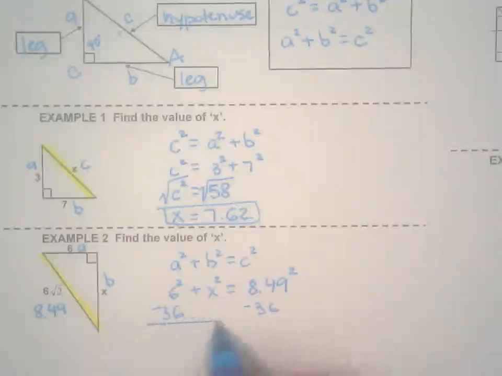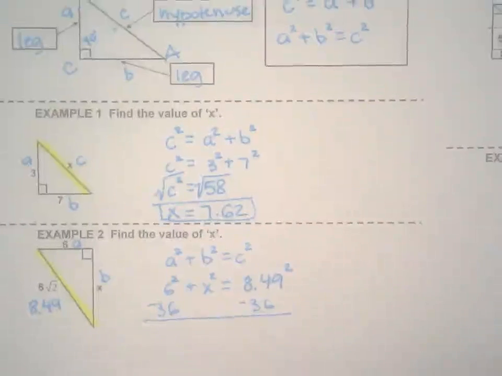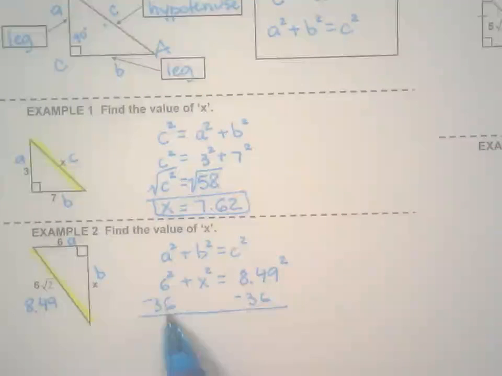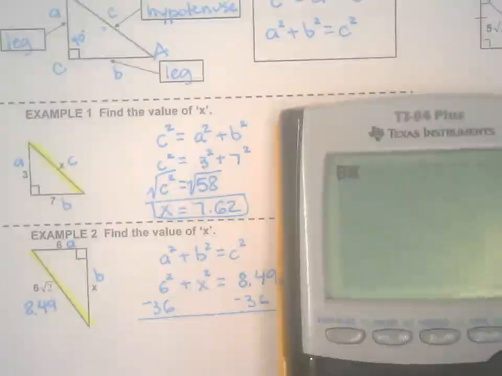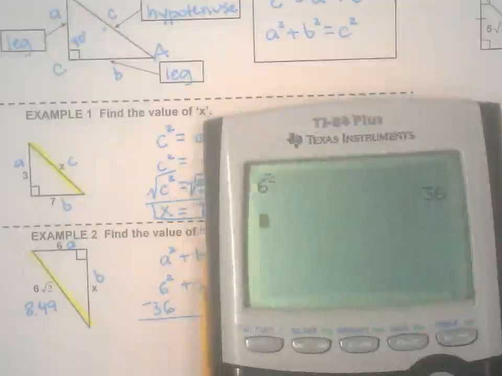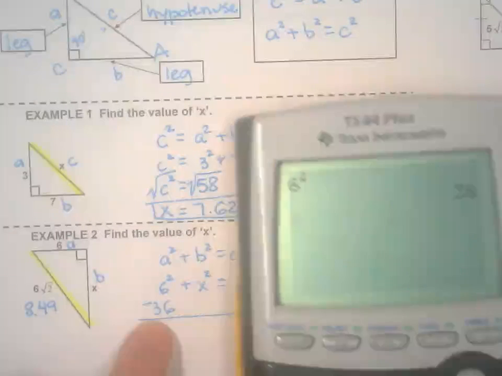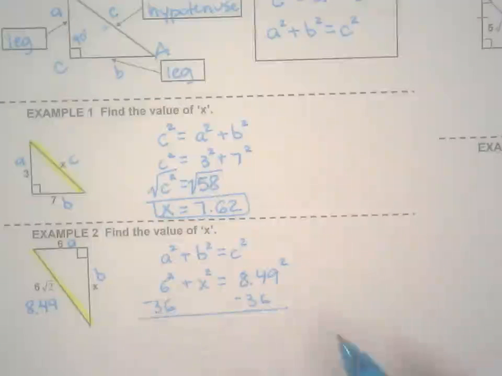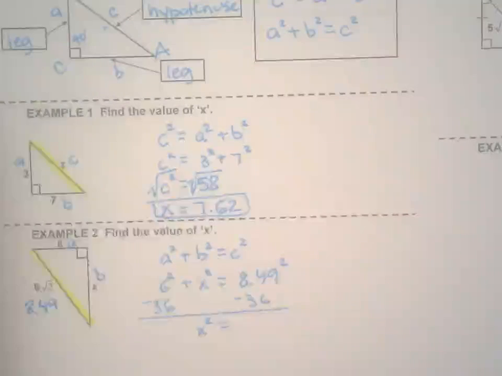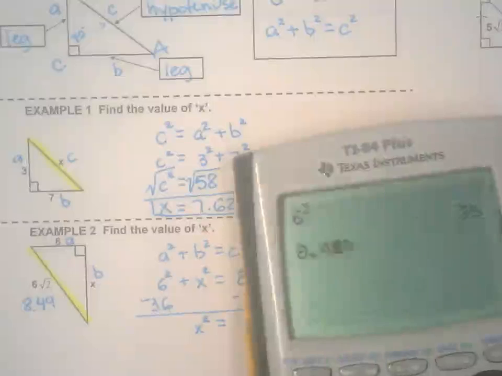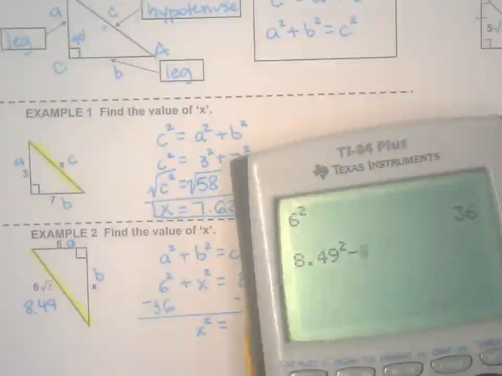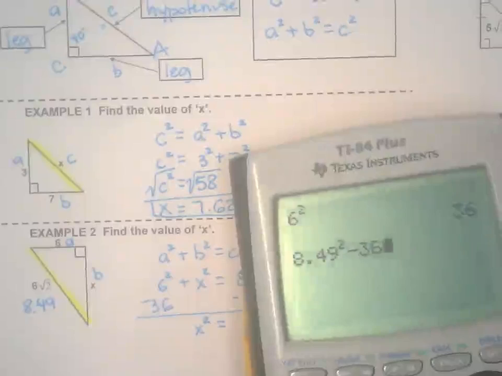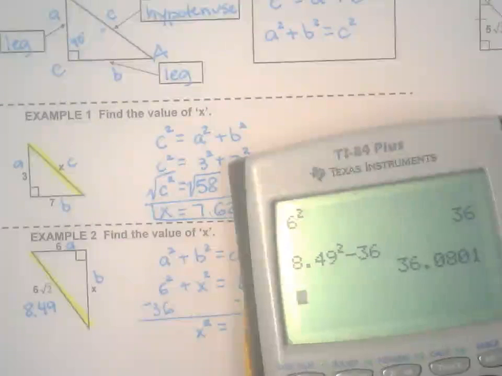If you're one of those people that don't like to listen to what I'm saying, you will never understand where the 36 came from. So 6 squared is 36. Again, if you're not listening, you have no idea where this came from. All right, so x squared is 8.49 squared minus 36, because it's 6 squared. So that's 36.08.